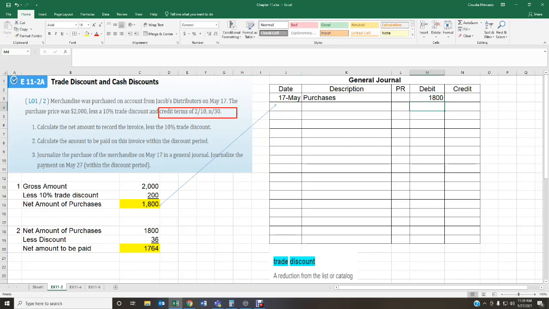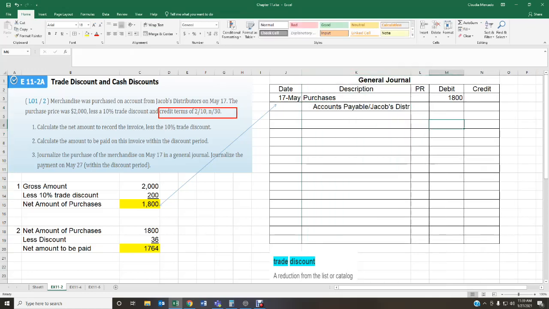Purchases gets debited. And it says that you journalize, how do we pay it? Merchandise was purchased on account, so we purchase this merchandise on account. When we purchase on account, we credit accounts payable, and this is for Jacob's Distributors.